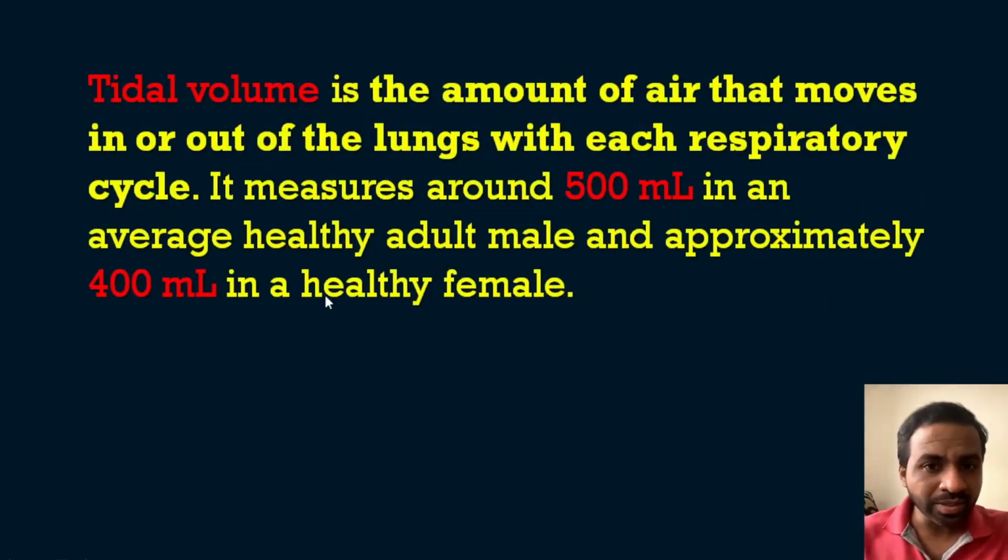The next option was the tidal volume. Tidal volume is the amount of air that moves in or out of the lungs with each respiratory cycle, that is inspiration, expiration, pause. That time how much air is flowing in and out of the lungs is known as the tidal volume, and it is around 500 ml in an average healthy adult male and around 400 ml in a healthy female. So 400 to 500 you can keep as a range: 400 for female, 500 for male.